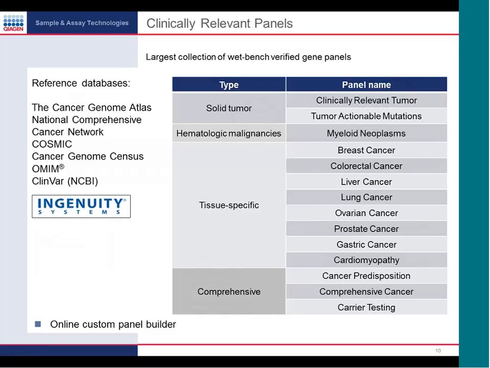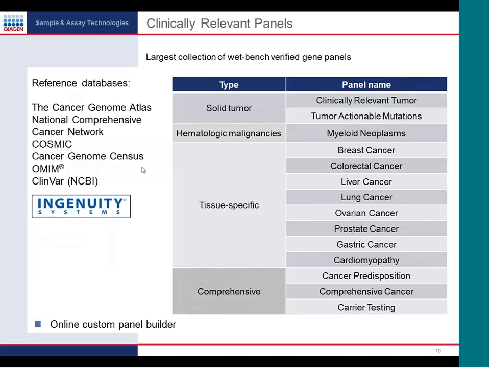And a lot of work has been done to ensure that the genes which we are selecting in these panels are clinically relevant. So we have spent a lot of time going through different databases like TCGA, NCCN, COSMIC, ClinVar, as well as our proprietary Ingenuity knowledge base to ensure that we are picking the genes which are the most relevant for your specific cancer type.